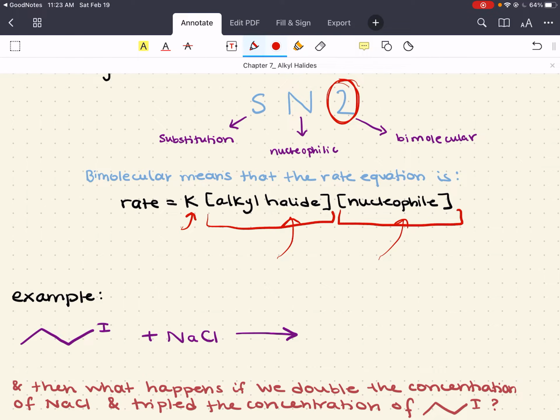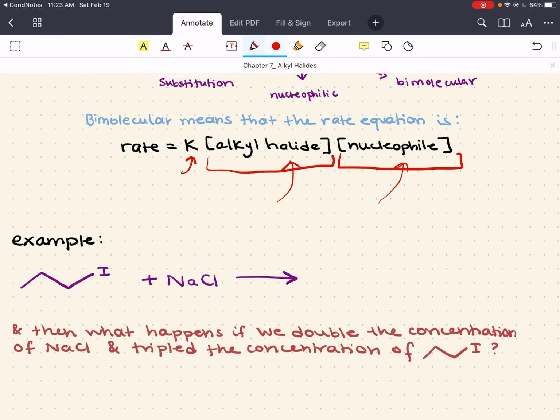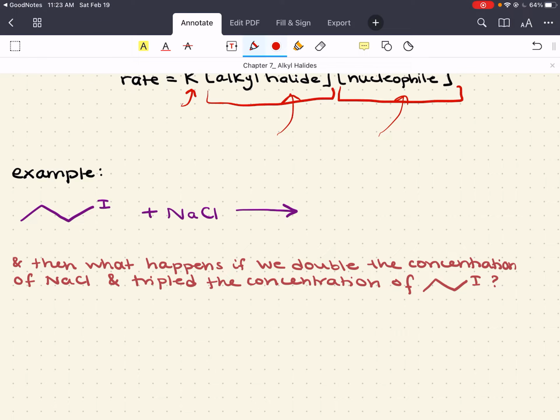Now let's do a quick example problem. We have our alkyl halide here, and we have a nucleophile. Let's label this. Here's our alkyl halide, and here's our nucleophile. Actually, the nucleophile part that's going to be reacting is the Cl minus.